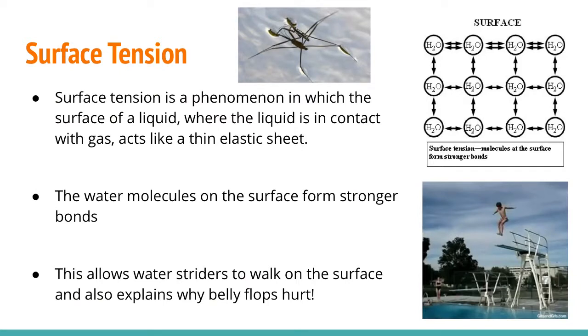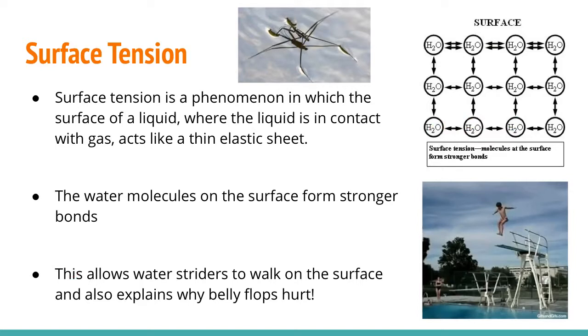Surface tension is a very interesting property of water. Surface tension is a phenomenon in which the surface of a liquid, where the liquid is in contact with a gas, acts like a thin elastic sheet. That gas we're thinking about is just going to be air in our atmosphere, so nitrogen, oxygen, and all those other things that make up our air, coming in contact with the surface of water. What happens is the water molecules on the surface form stronger bonds. Here we can see we have more arrows going back and forth than when we get lower.